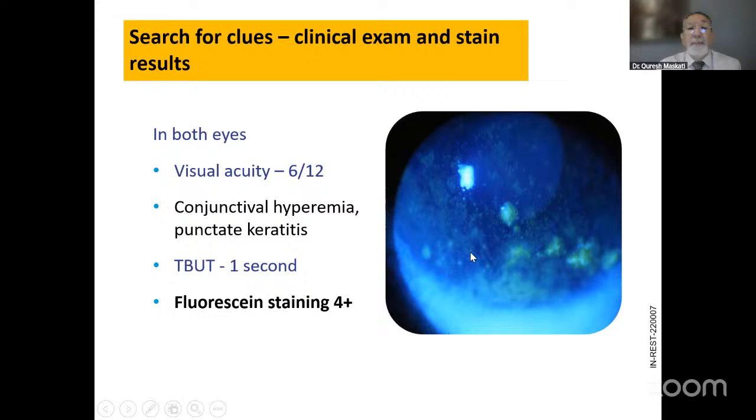And the tear breakup time, when you put a drop of fluorescein and wait for the breakup of the tears, it should come after 10 seconds, which you can measure on a stopwatch. The breakup time was only 1 second. That means whatever tears were forming were poor quality and they were breaking up very fast. And fluorescein staining was 4+. There's a lot of staining of the cornea, as you can see. There shouldn't be any staining of the cornea in normalcy.